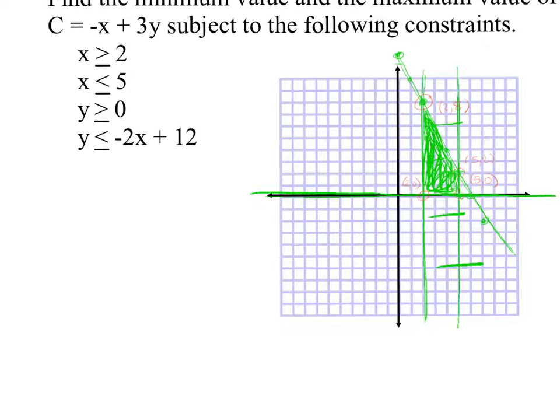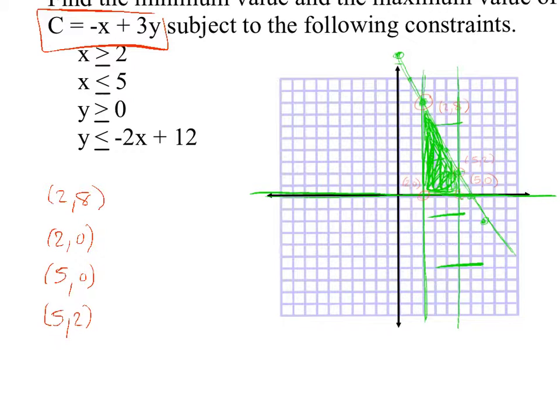So let's see here. I've got the point 2, 8 to try. I've got the point 2, 0 to try. Then I have 5, 0. And I have 5, 2. So I have to try all of these in my equation here, c equals negative x plus 3y. So let's see what we get. We're going to have a negative 2 plus 3 times 8 is 24, gives me 22. That's pretty big. Then I have a negative 2 plus 3 times 0 is 0, gives me negative 2.